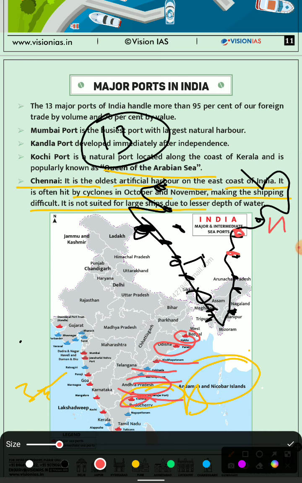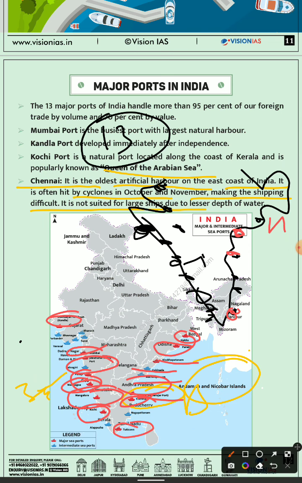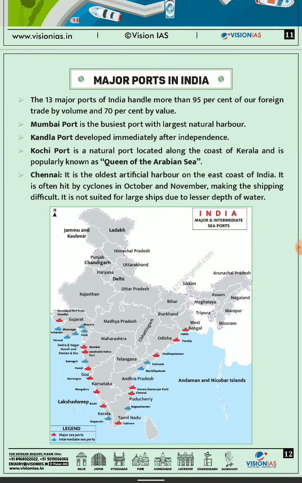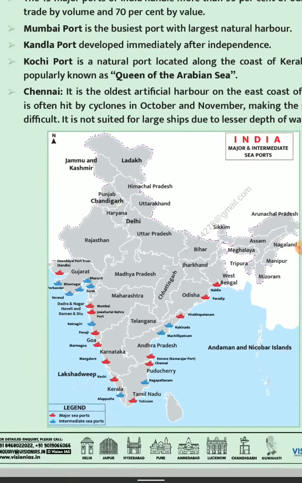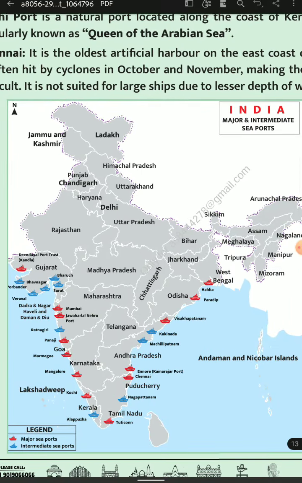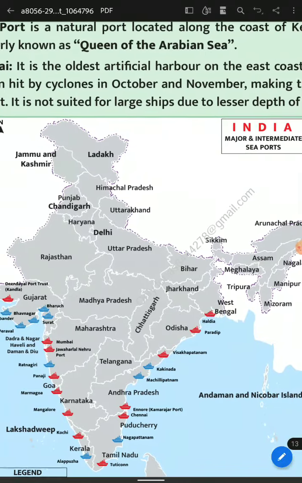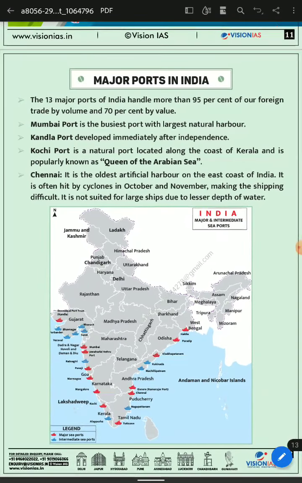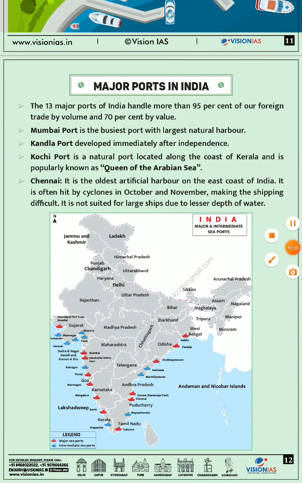Chennai and Ennore, Tuticorin on this side, and this is Kochi and Mangalore, then Goa, and there is Mumbai, JNPT and Kandla port. These are all the major ports you have covered in the transport system classes, and they are relevant for your mains as well as your prelims.